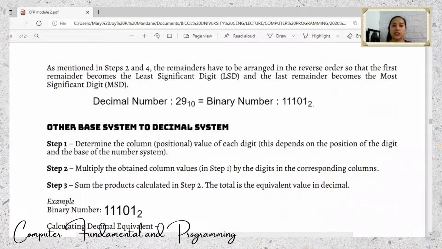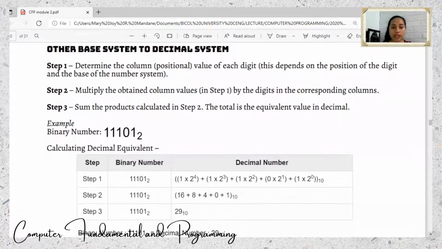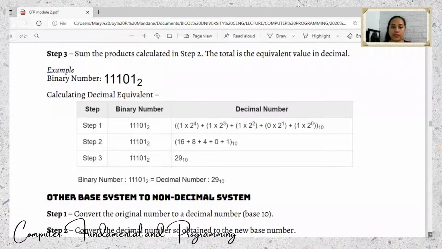Hopefully naintindihan niyo. Okay, so other base system to decimal system. Step 1, determine the column positional value of each digit. This depends on the position of the digit and the base of the number system. Step 2, multiply the obtained column values in step 1 by the digits in the corresponding columns. And step 3, sum the products calculated in step 2. The total is the equivalent value in decimal. So, the example is in here. Ito yung binary system natin, di ba? 11101 base 2. Actually, kanina nagawa na natin to, inulit ko lang just a review.